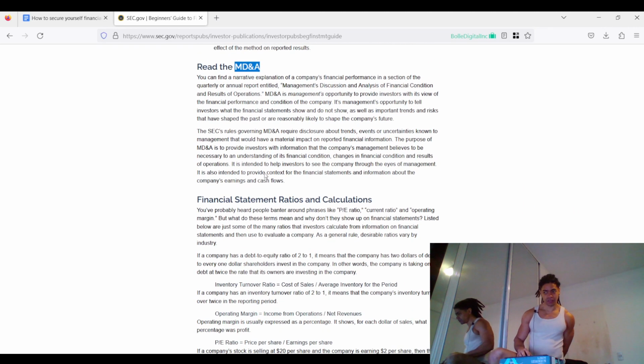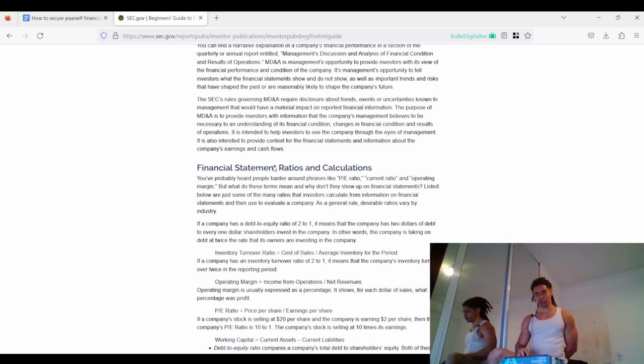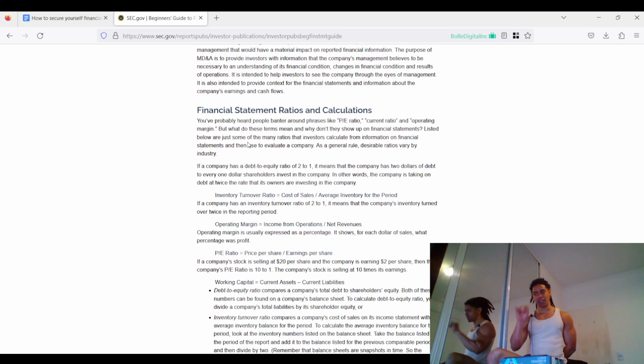Okay, and in today's video, I'm going to focus on these financial statements, ratios, and calculations that are used by investors to evaluate a company. So the desirable ratio varies by industry. So if a company has a debt to equity ratio of 2 to 1, it means that the company has $2 of debt for every $1 shareholders invested in the company.